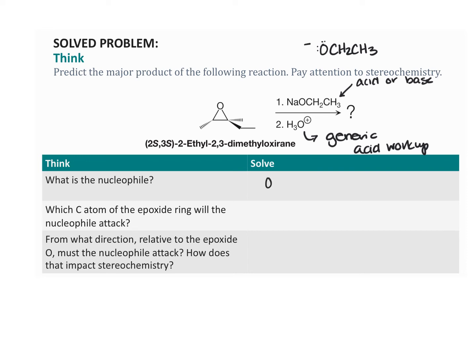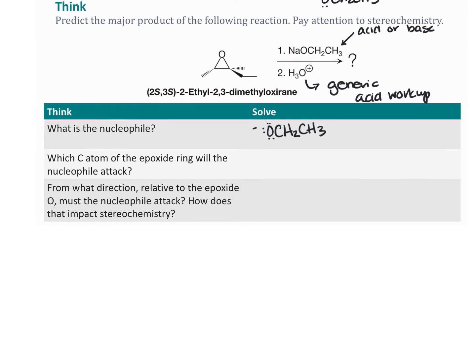The nucleophile, I left out 2 electrons there. Don't be me. Make sure all your electrons are there. CH2, CH3. Okay? So that's electron rich. It acts as the nucleophile. Which carbon atom of the epoxide ring will the nucleophile attack? We're under basic conditions, so it will attack the less sterically hindered carbon of the epoxide ring, which is the one right here, to the left.